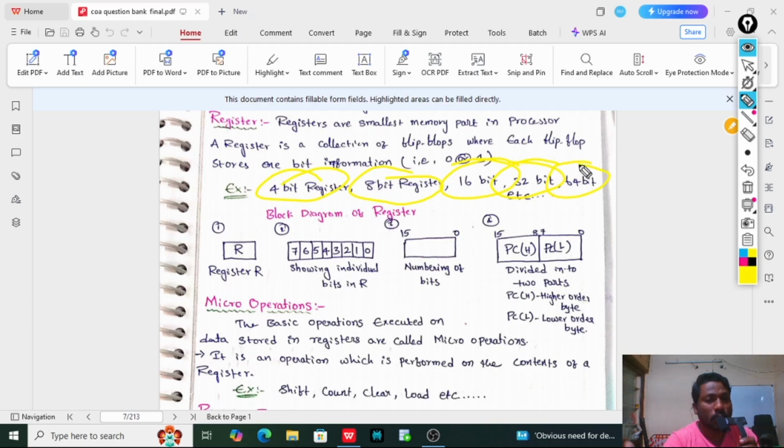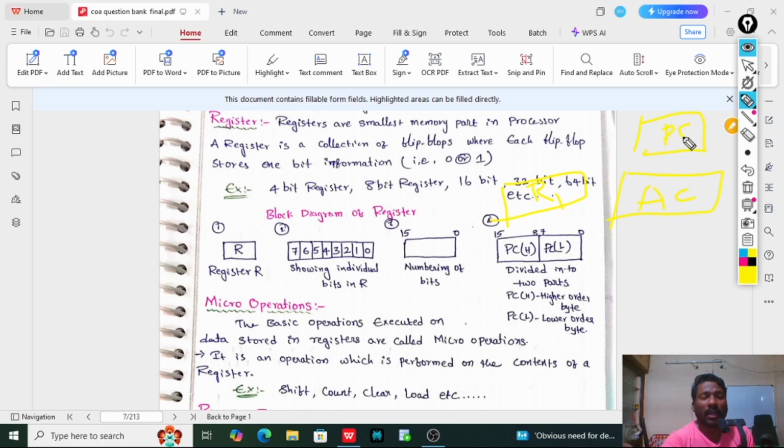Here I am going to show 4 types of block diagrams we have for a register. Whenever you want to represent a register, you use one of these 4 types. Simply, you take a square or rectangular box and write the register name in that box, like R1, R2, or the special registers I will discuss today, like AC, the accumulator, and PC, the program counter.